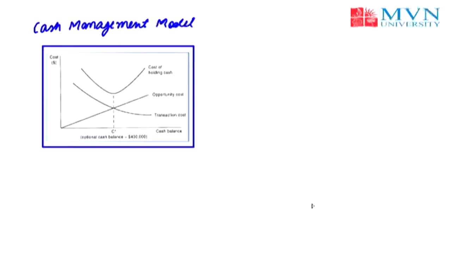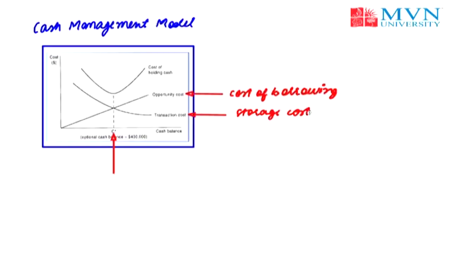This model was developed for inventory management, but it also has an application in cash management and it helps in determining the optimum cash level. Just as economic order quantity, that is EOQ, in inventory management involves a trade-off between the carrying cost and the ordering cost, likewise the optimum cash balance is the trade-off between the opportunity cost, which can also be termed the cost of borrowing, and the storage cost.